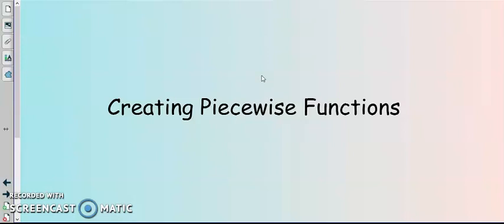So we're going backwards. So we're going to be using what we know about transformations, what we know about the parent functions, what we know about domain and range, and helping us to figure out how to actually create these piecewise functions. So first off, we have some steps here that we're going to look at.